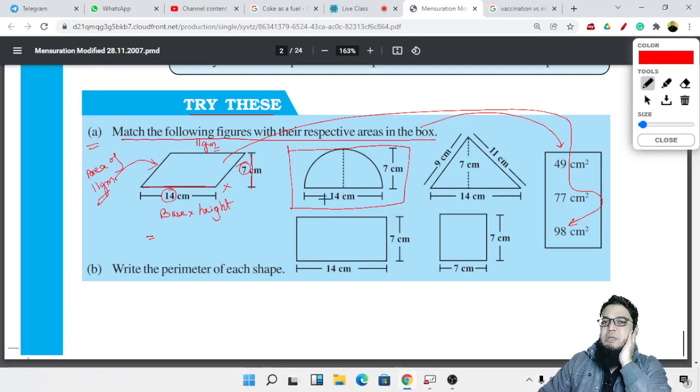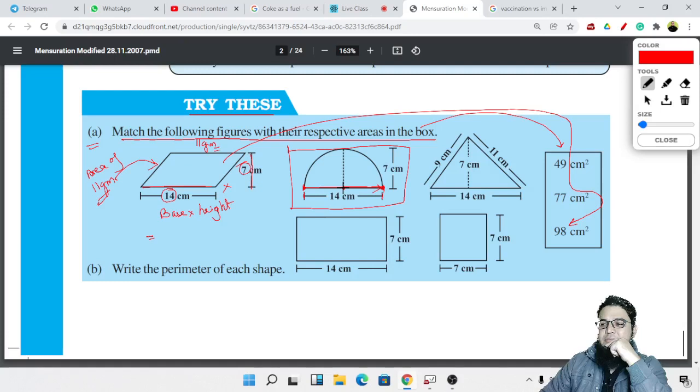Radius, how radius beta? 14 centimeter, it is extending from here to here. Radius only comes from the center to the circumference, and you are getting here from circumference to circumference. How it will be radius then? Will it be radius or diameter? Diameter. So what will be the radius of this?